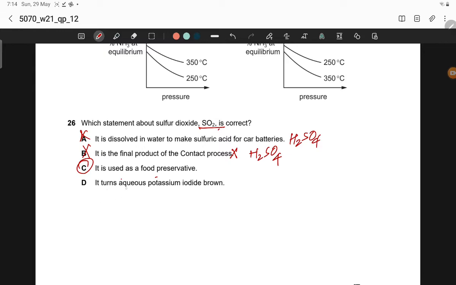It turns aqueous potassium iodide brown. No, potassium iodide is a reducing agent, and sulfur dioxide is also a reducing agent. So it does not turn aqueous potassium iodide brown.